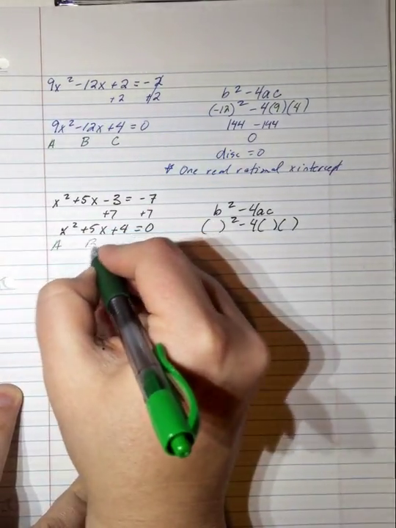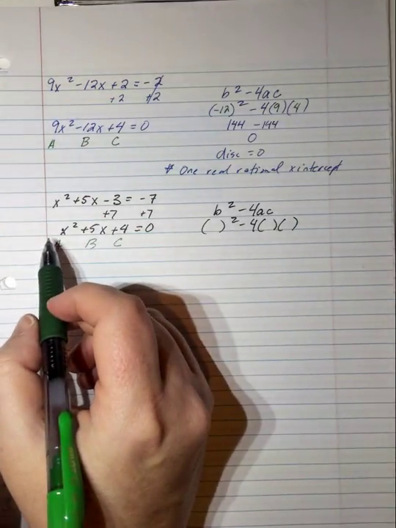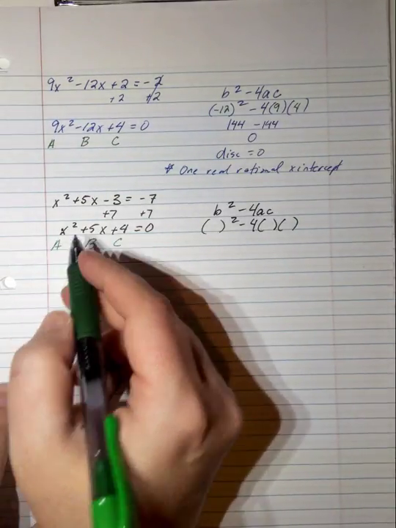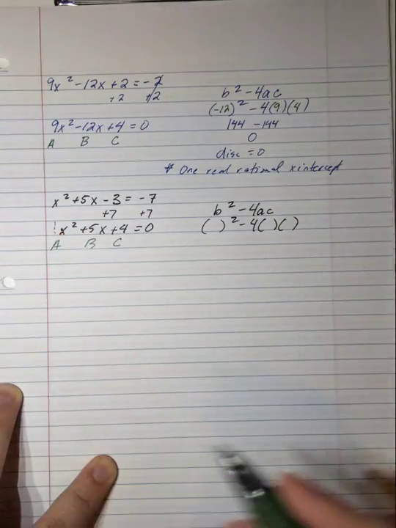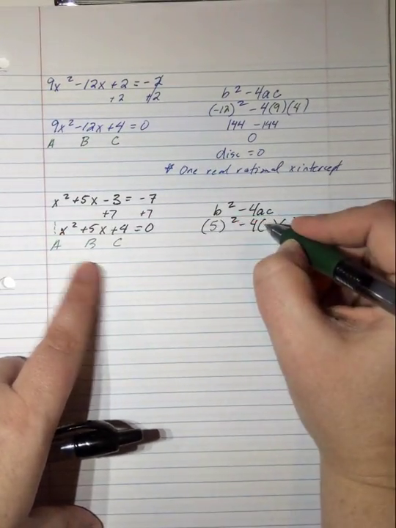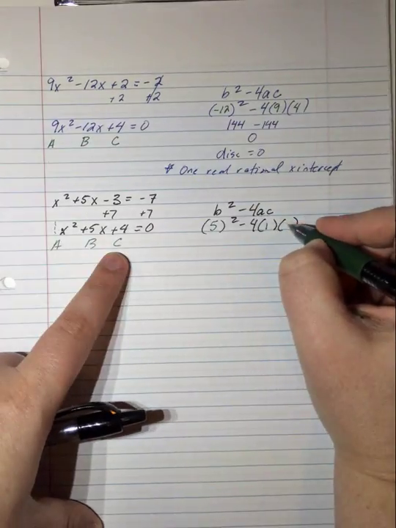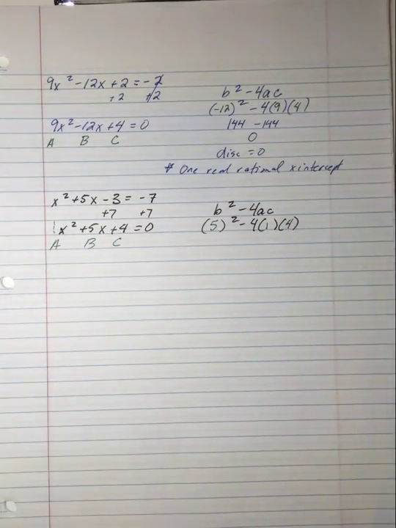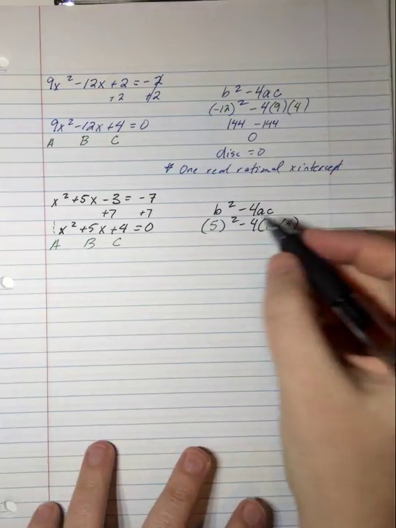A, B, C. Now if there's not something in front of your x squared, remember there's always a coefficient there. That coefficient happens to be a 1. So my B is 5. My A is that 1 we just talked about. And my C is 4. Now again, you can type this in the calculator just the way you see it right here, and you're going to get the same answer I'm going to get when I work this out by hand.